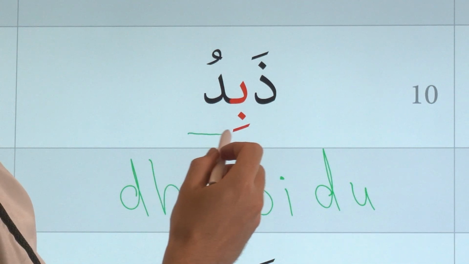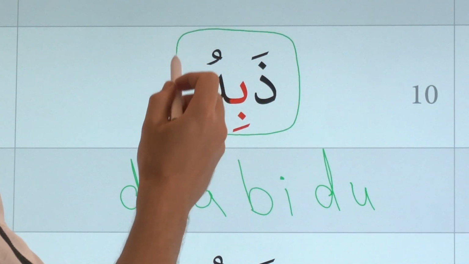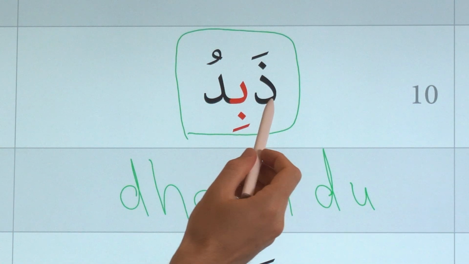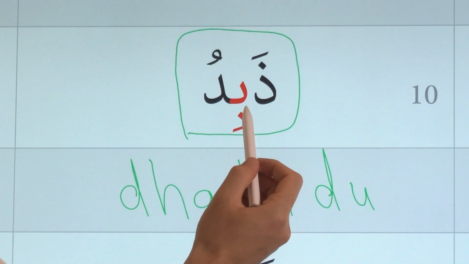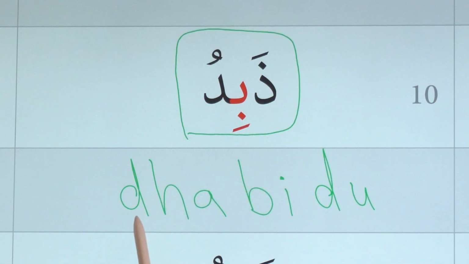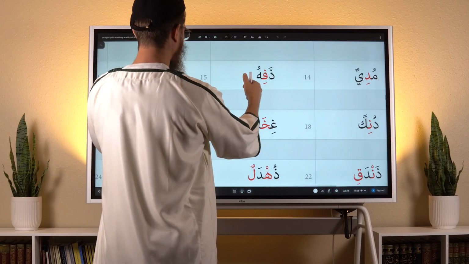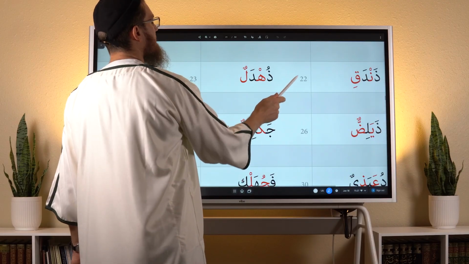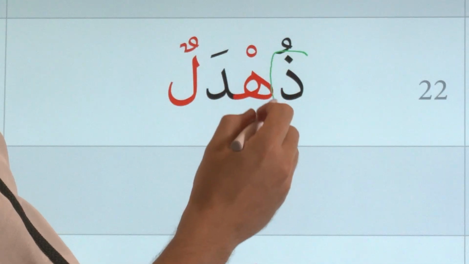So finally, if we read these three letters with harakat out loud together, it would be Tha, Bi, Du. So let's try one more together. Let's do number 22. So first we identify the letter.